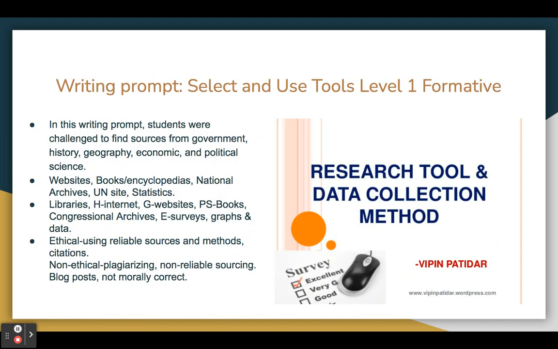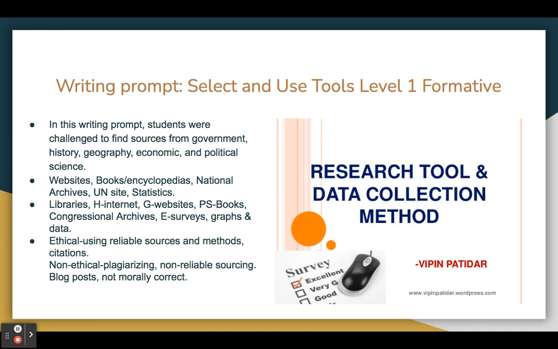We then did a writing prompt that introduced students to what the level 1 criteria would be for the formative for the select and use tools indicator. Students were challenged to find sources from government, history, geography, economics, and political science. Students found things such as websites, e-books and encyclopedias, National Archive, the UN site itself, and various statistical databases. This also included things like library, books, congressional archives, surveys, graphs, and data.